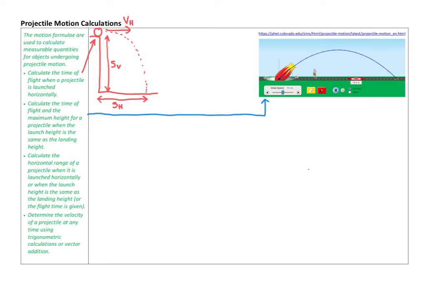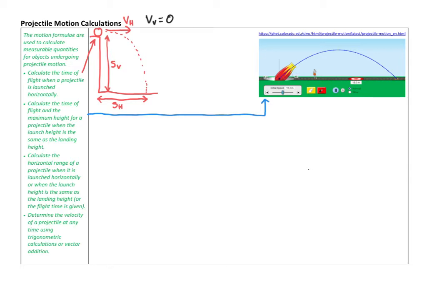So, in the first scenario here, calculate the time of flight when a projectile is launched horizontally. So we can think here of a ball rolling off a table, say. It's got a horizontal velocity. Initially, there is no vertical velocity, so we can think that the initial vertical velocity is equal to 0. Its velocity is in a horizontal direction. Now, gravity acts in a vertical direction, so it's really only the vertical velocity that's going to determine the time of flight, and the vertical displacement, SV, that I've labelled here.